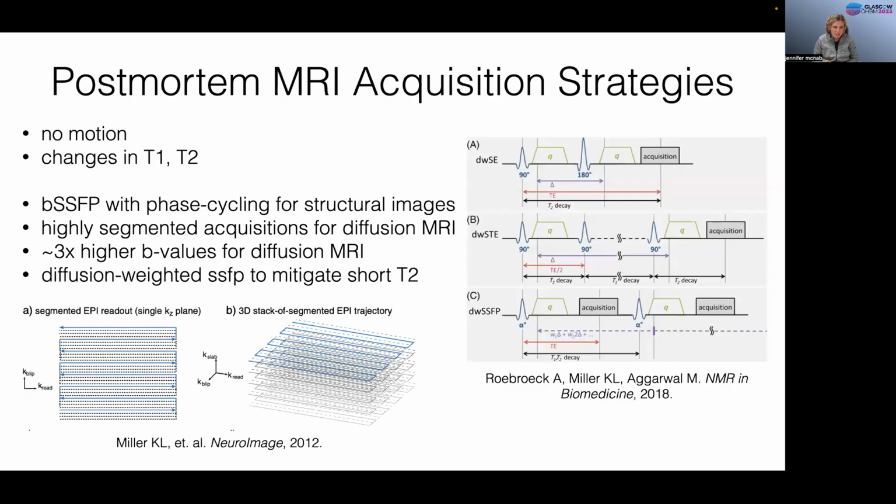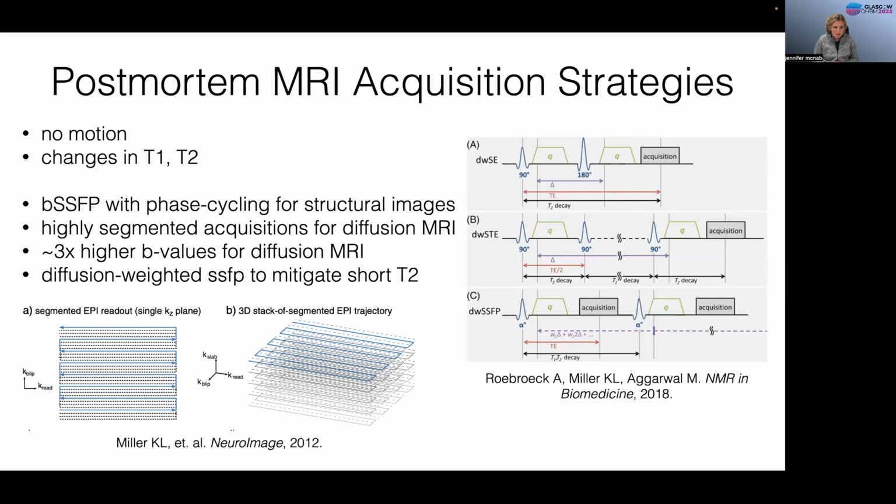In terms of acquisition strategies, there's no motion, and there are some changes in T1 and T2 to consider. The fact that T1 and T2 change has meant that balanced SSFP, which has this funny T1 over T2 contrast, provides really good gray-white matter contrast. And so balanced SSFP with some phase cycling has been shown to work really well to get really high-res, beautiful structural images in postmortem brains.